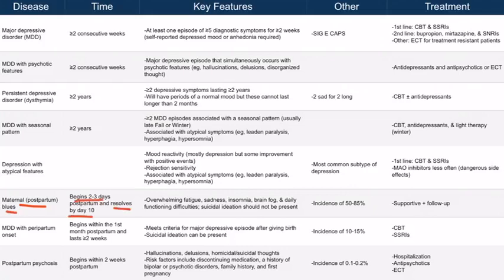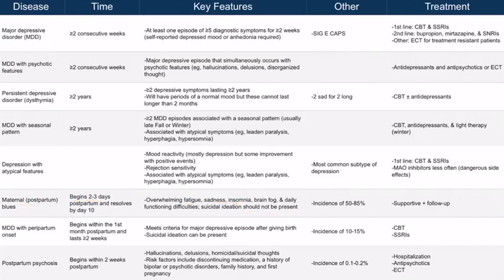It's characterized by overwhelming feelings of fatigue, sadness, insomnia, an inability to focus, and difficulty with day-to-day functioning. Suicidal ideation should not be present. Among the peripartum mood disturbances, this is the most common, with an incidence rate of 50 to 85%. The treatment is supportive, but follow-up is key to detecting new or recurrent depressive symptoms.